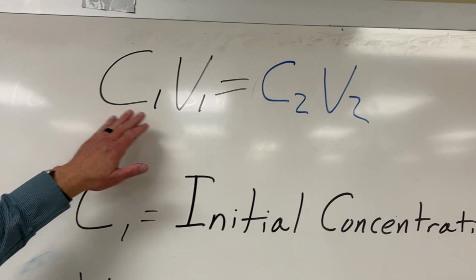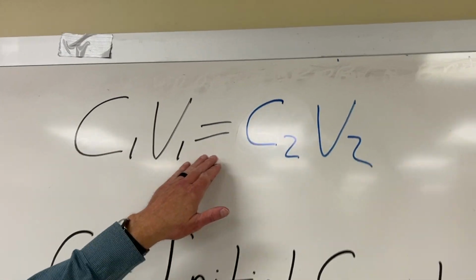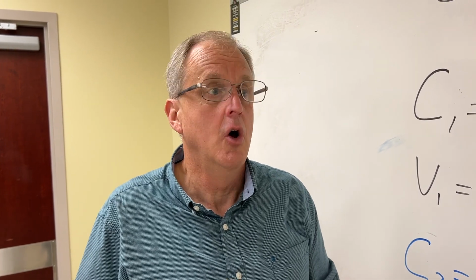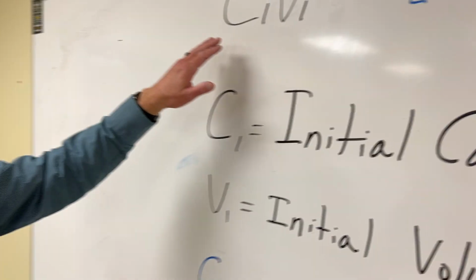Hi, I'm Dr. Cameron Sheeler at UAB Biotechnology program, and today we're going to look at this equation, C1V1 equals C2V2, as it relates to preparing a cell concentration so that we can use it to place cells inside a petri dish or a flask.